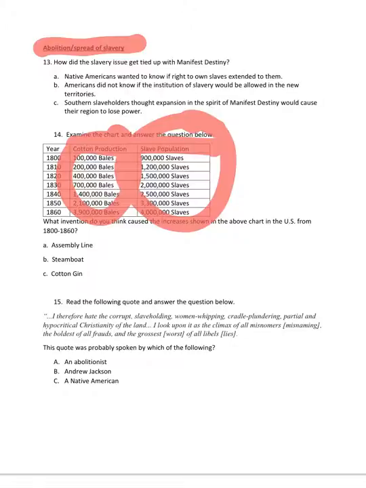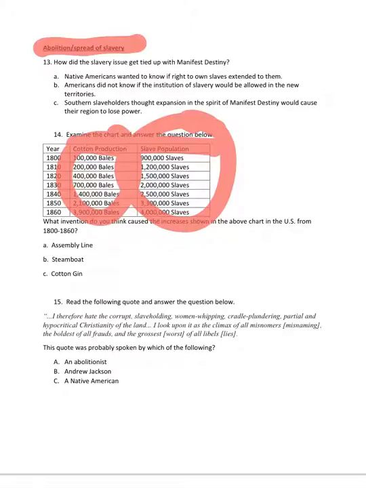Number 15. Read the following quote and answer the question below. I therefore hate the corrupt, slaveholding, women-whipping, cradle-plundering, partial, and hypocritical Christianity of the land. I look upon it as the climax of all misnomers, misnaming, the boldest of all frauds, and the grossest, worst of all libels, lies. This quote was probably spoken by which of the following? A, an abolitionist, B, Andrew Jackson, or C, a Native American?